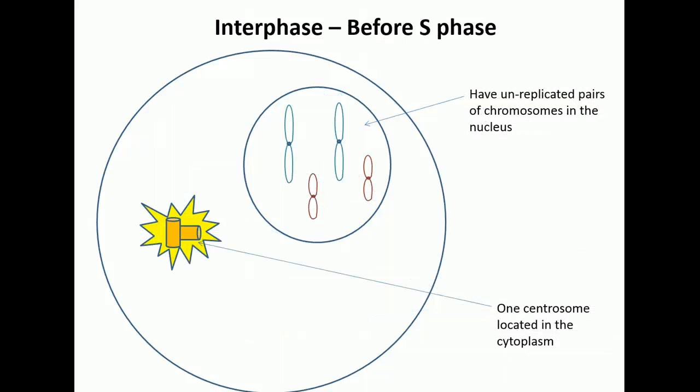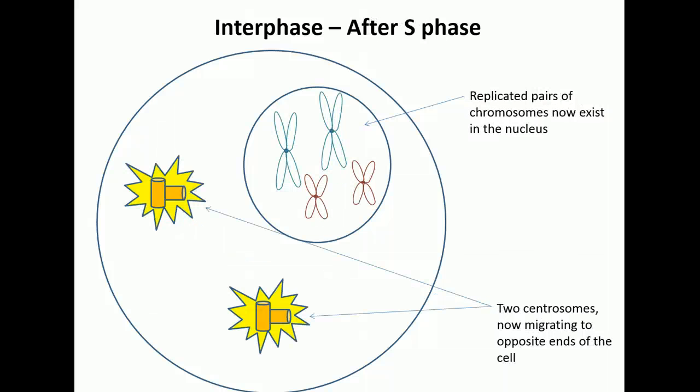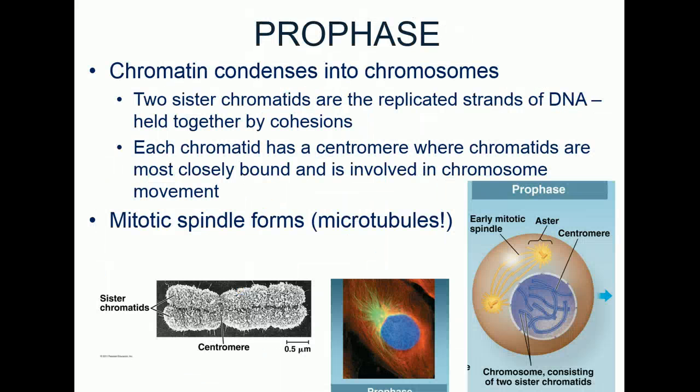And then after S phase, they make a copy of themselves, and this is now what they look like. Okay? So, if we now move from interphase into the first stage of mitosis, which we call prophase, we're going to see that there are three major things that happen in prophase.